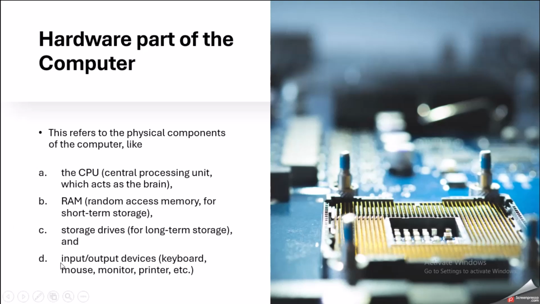And finally, the input-output devices like the keyboard, mouse, monitor and printer. Here the keyboard and mouse are input devices, while the monitor and printer are the output devices. So all these physical components comprise the hardware of the computer.